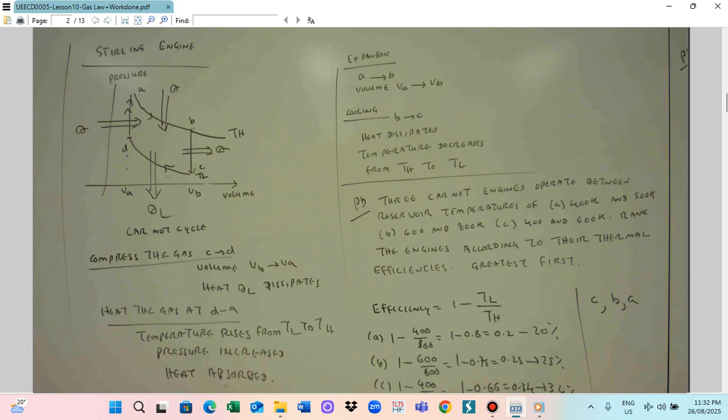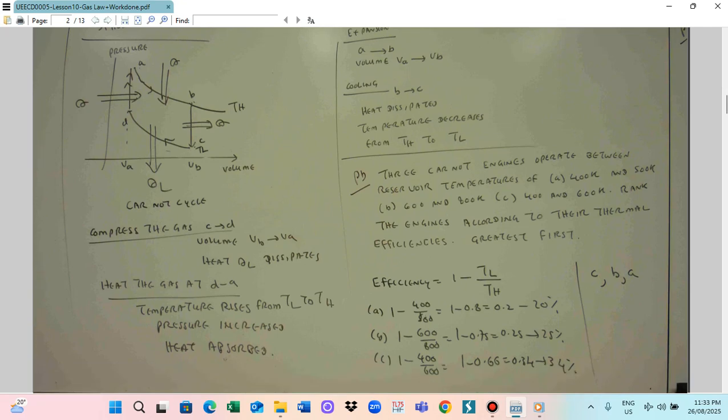For these engines, the efficiency can be calculated. Efficiency is 1 minus the low temperature divided by the high temperature. So this is the efficiency. The first engine, A, is at low 400 and high 500. So we calculate 1 minus 400 by 500, so 1 minus 0.8. So you get 0.2.